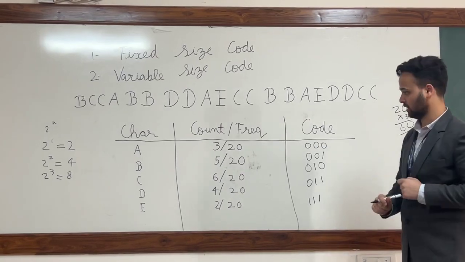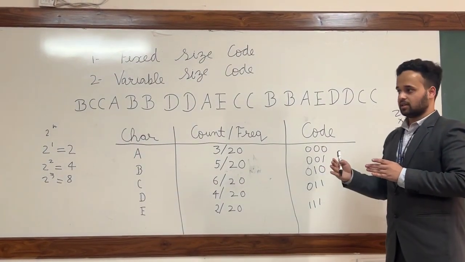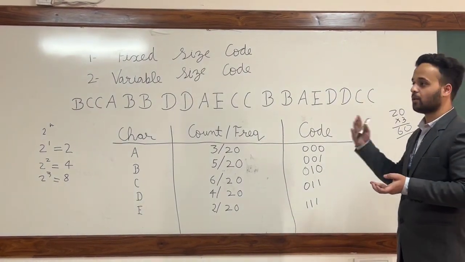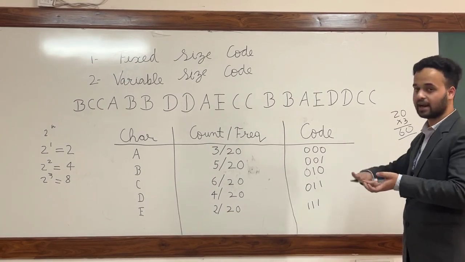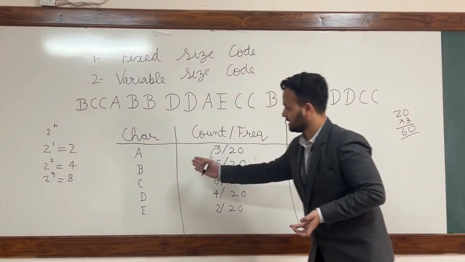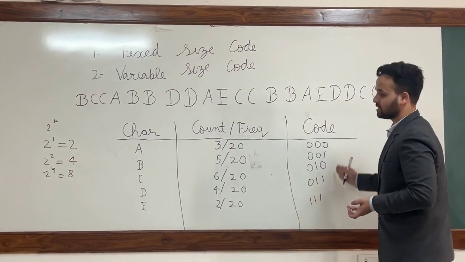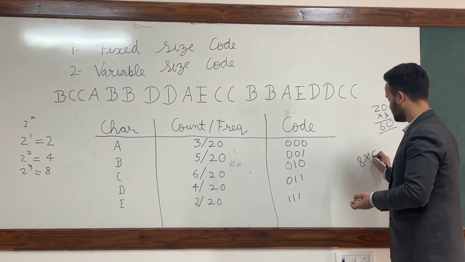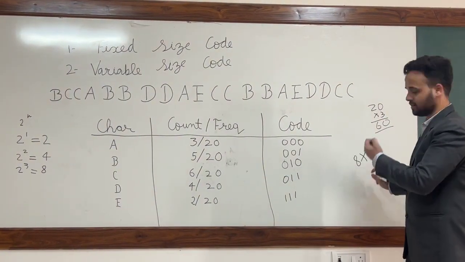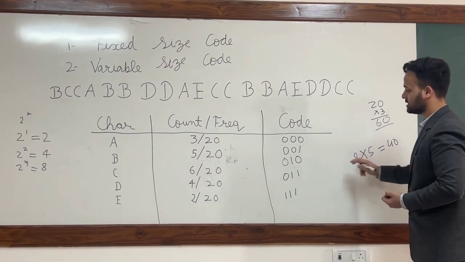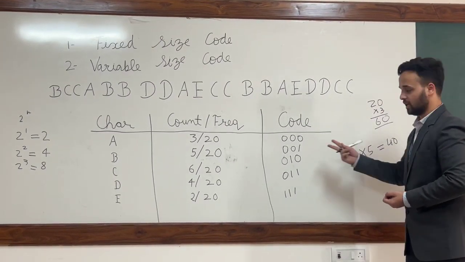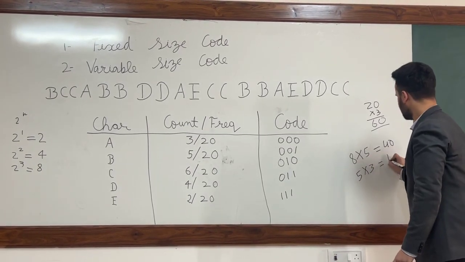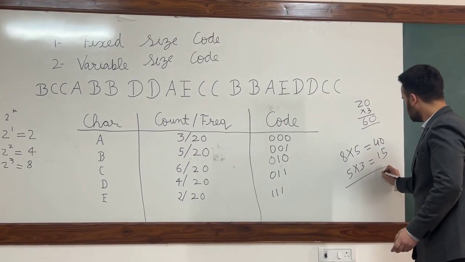But our task is not done. Why so? When we encode this message, it also needs to be decoded. So how can the other person decode it, unless we provide them a chart or table which they can refer to and decode it? So we need to provide the ASCII characters of this code and the sizes of these bits. The ASCII characters for those codes will be 8 into 5. Why so? 8 ASCII bits and 5 characters. 8 into 5 is 40. And the size for these codes will be 5 into 3. Why so? 5 characters and 3 bits each. 5 into 3 is 15. So in total, the table mapping will be 55.